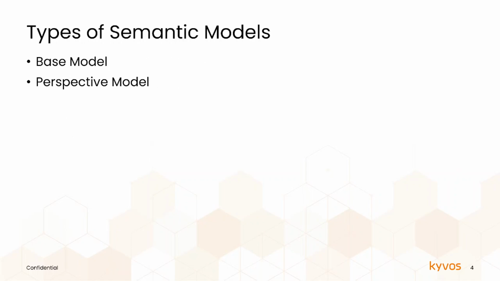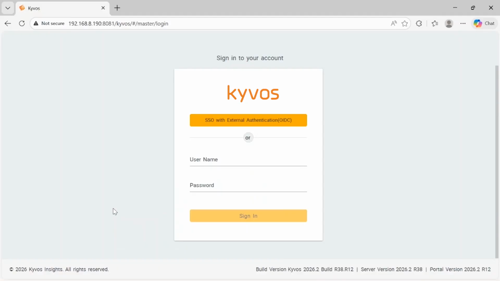Before we begin, let's understand the types of semantic models. Kyvos supports two types of semantic models: the base model and the perspective model. You can think of the base model as the foundation of your analytics layer. It defines your core business logic, measures, and dimensions. Everything required to generate meaningful insights. In this video, we'll be working with a base model, and by the end, you'll know exactly how to design one from scratch. Let us start designing a Kyvos semantic model.